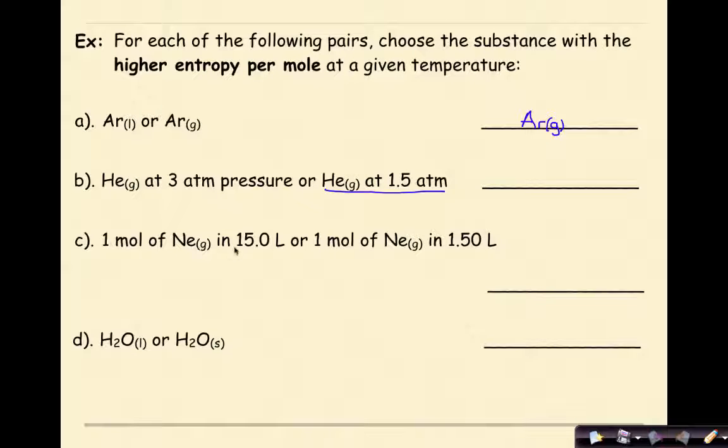1 mole of neon in 15 liters or 1 mole of neon gas in 1.5 liters. If you chose the 1 mole of neon in 15 liters, you are correct, because obviously the greater volume you have, the greater the ability of the particles to move and form different microstates, so this would be the correct one for the greatest entropy. Water as a liquid or water as a solid? The correct answer for this one would be water as a liquid, because a liquid is going to have greater microstates than water in the form of ice.